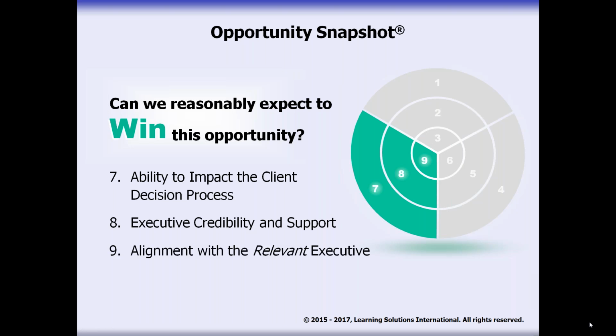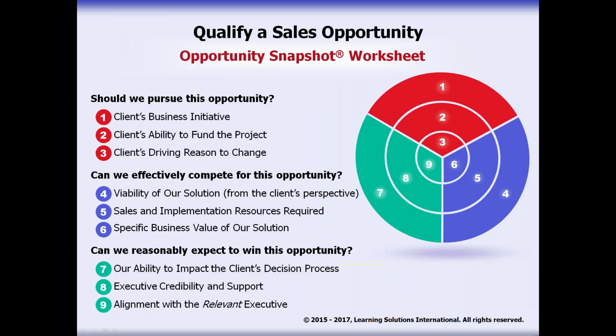And criteria number 9 is, what is our alignment with the relevant executive? Are we aligned with that relevant executive, the most powerful person in the client organization as it relates to this project or application, who can help us win the deal? And again, this criteria is the most important of these 3. So if you look at this snapshot in its totality, here's what it looks like.